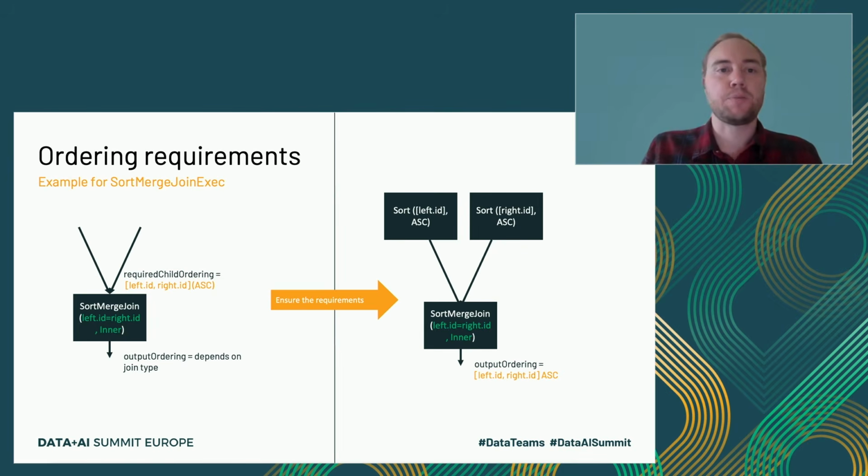This then means that the Spark plan will generate two sort operators below the sort merge join to meet this sorting requirement. As you can see on the right, there are now two sort operators, one for each data frame, that make sure that the data frames are ordered on their join key.